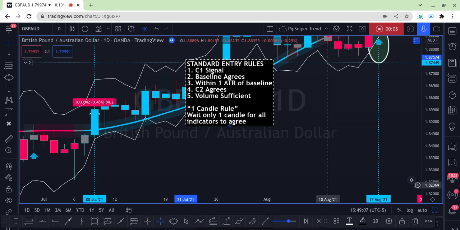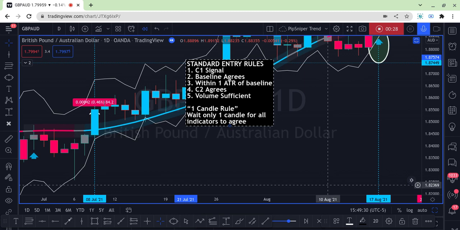So I've already gone over 3 other standard entry rules in little short snippet videos. C1 signal, I talked about that first, and then I've talked about the baseline showing how it needs to be in agreement with the C1 signal. Then I talked about how you can figure out whether it was in one ATR of the baseline. So if you have not seen those 3 videos, you need to go back and watch those first so it all makes sense to you.